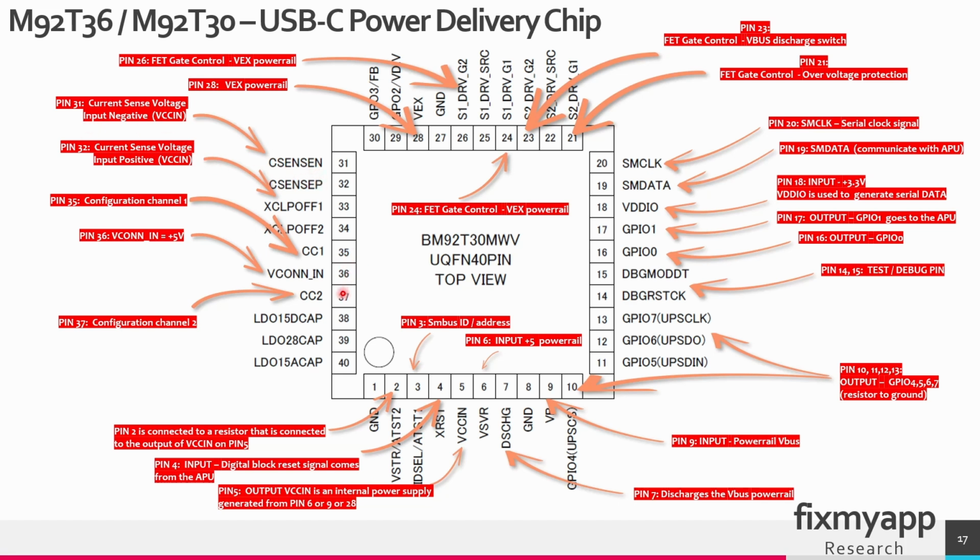Then we have CC1 and CC2 on pin 35 and 37. So these are the configuration channels. One will be used for the communication, the power delivery negotiation, and the other one will become the VCON power rail. On pin 36, the VCON power rail of 5 volt goes into this IC, and this IC will output it on one of those CC pins. So now you know what the pins are doing in the M92 IC.